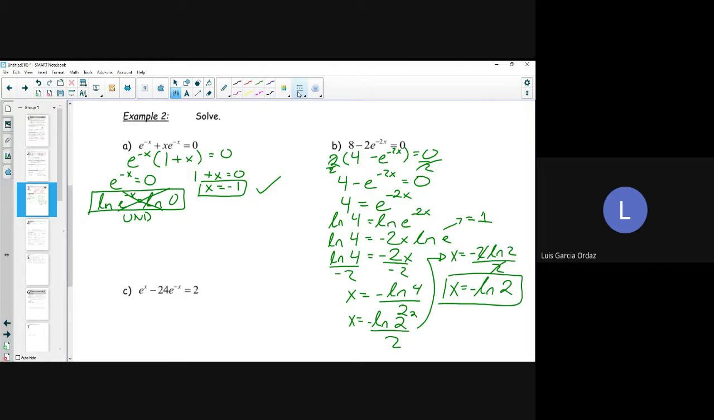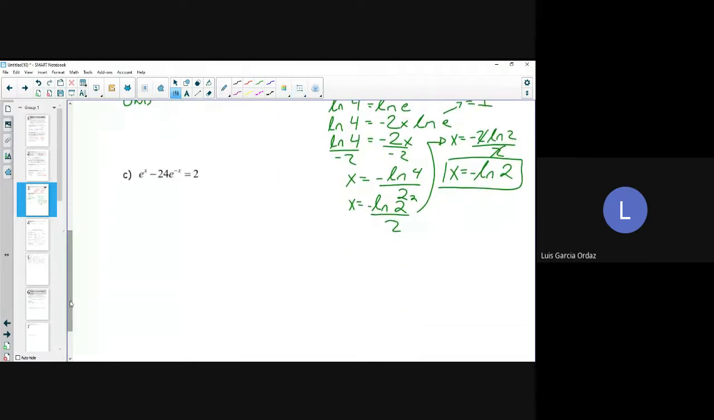Okay, so I'm going to start the next one off for you, and I want you to see if we can figure this out together. So I got e to the x minus 24 e to the negative x is equal to 2. So let's start off by moving my 2 over. So I got e to the x minus 24 times e to the negative x minus 2 is equal to 0.